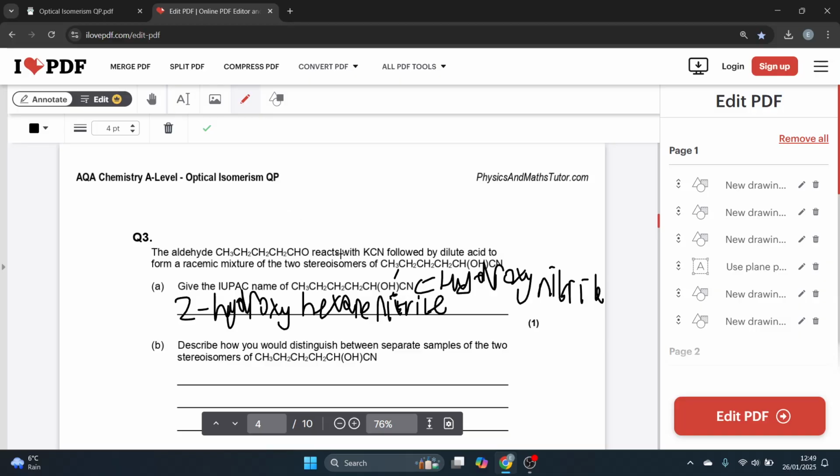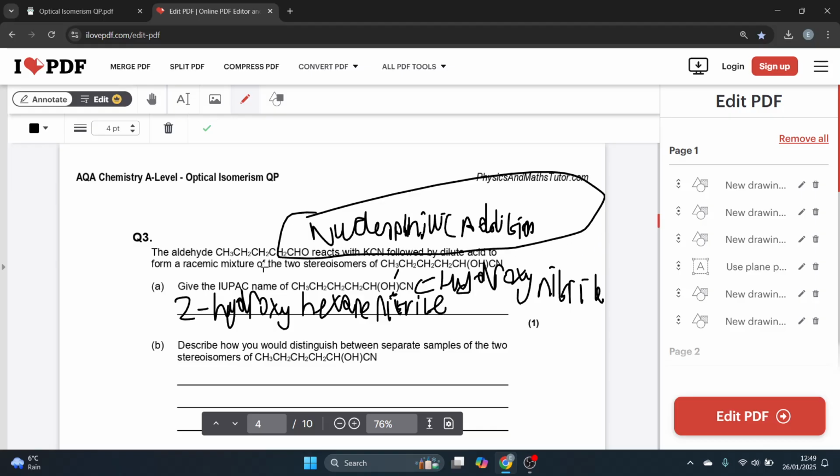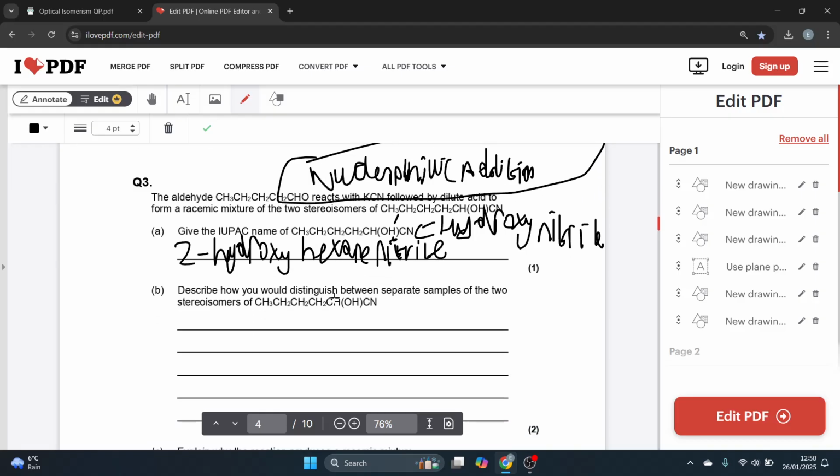And this mechanism is an example of an aldehyde reaction. This is a nucleophilic addition. Obviously, that's not really relevant to this question, but I guess it could be useful. This is nucleophilic addition. So 2-hydroxyhexanenitrile.